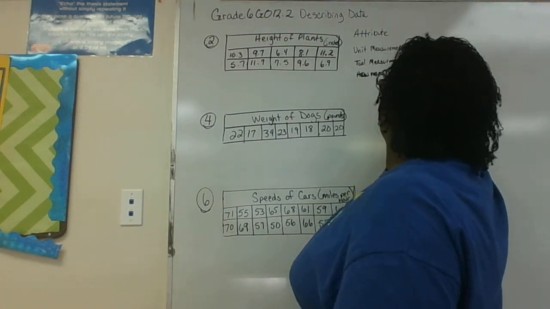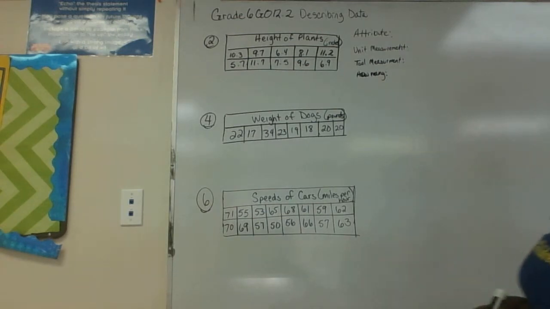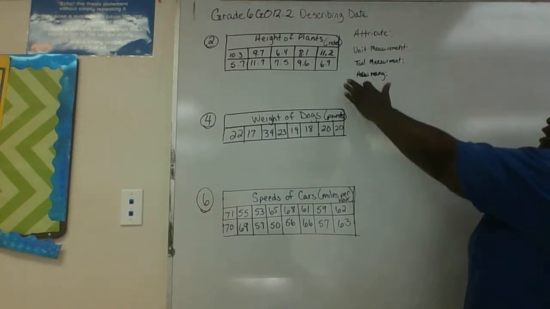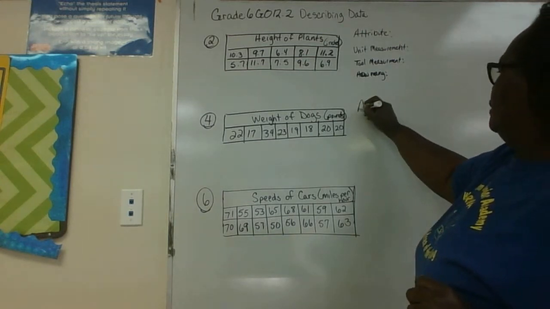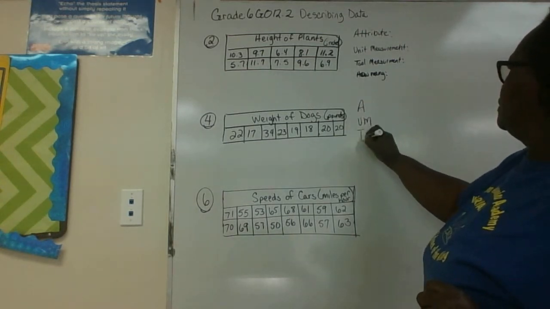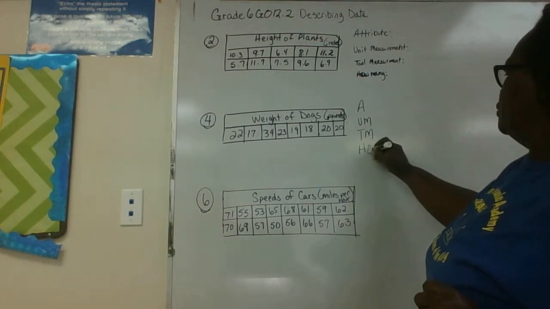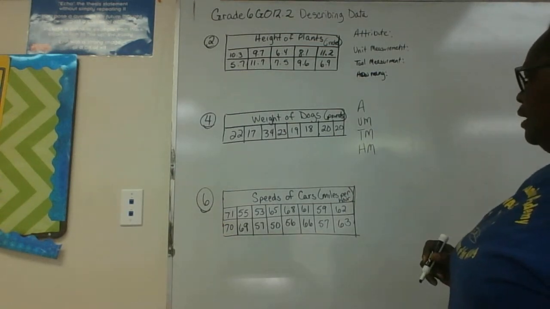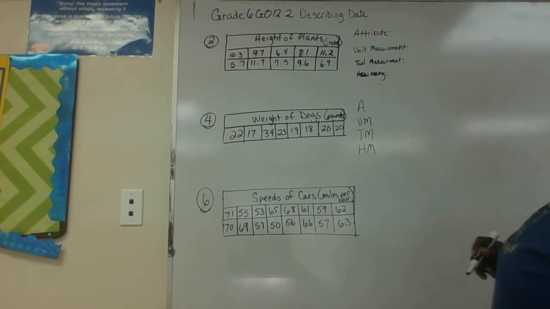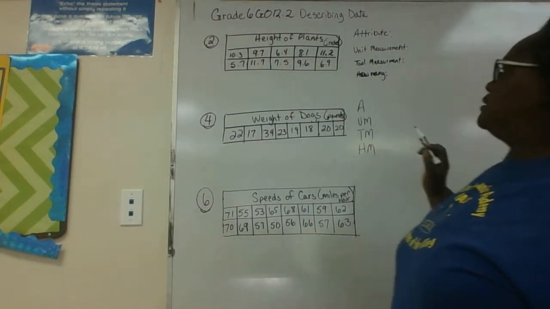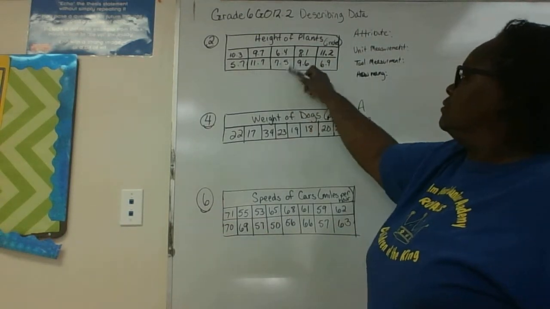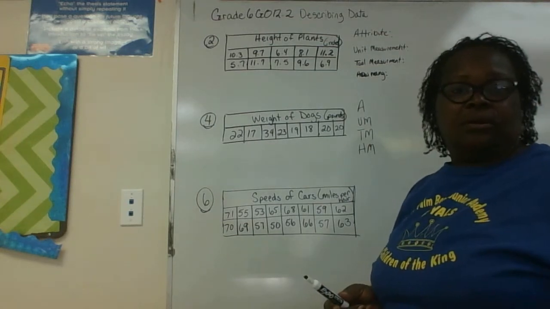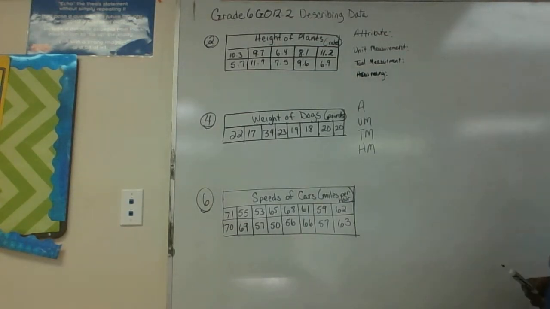And so for each point of data that you have, you should be able to answer that question. A, U, M, T, M, and H, M. You should be able to answer that each time. So let's take a look at the first one. The first one says height of plants, and then it says inches, and then it gives the height of the plant. So now the question is, what's the attribute?